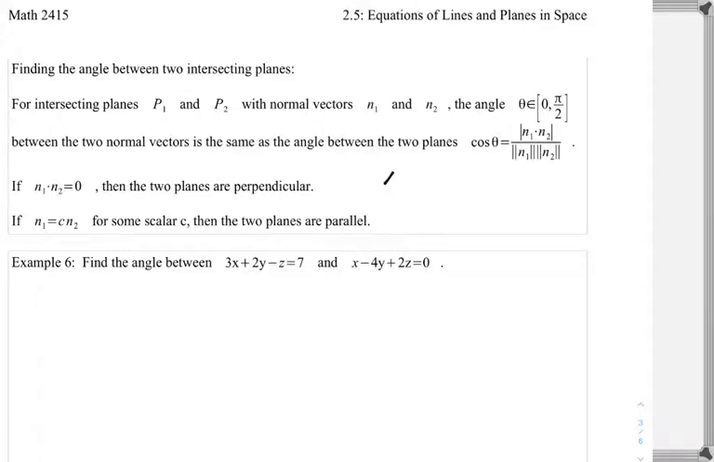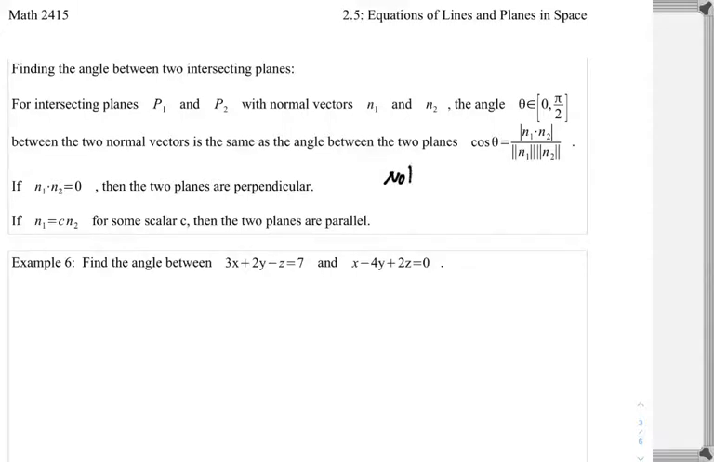But we want the acute angle. So we're going to use the formula cosine of theta is equal to u dot v over the magnitude of u times the magnitude of v. So this was how we found the angle between two vectors earlier on. The only difference here is we're using the normal vectors, and then the absolute value ensures that the angle that the cosine inverse function gives us is between 0 and pi over 2, which would be in quadrant 1.